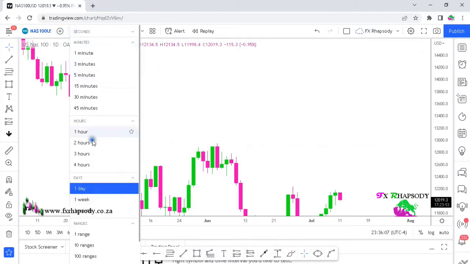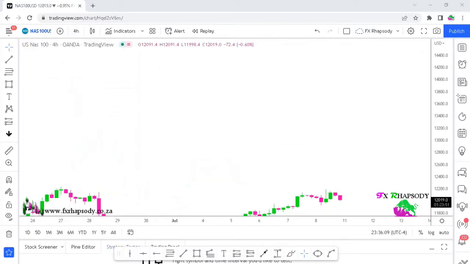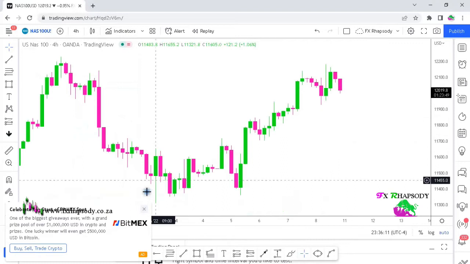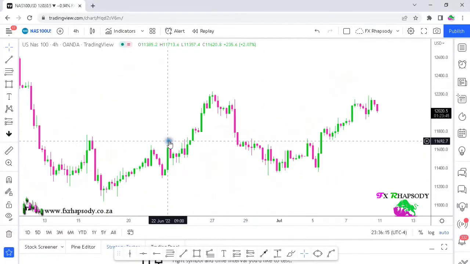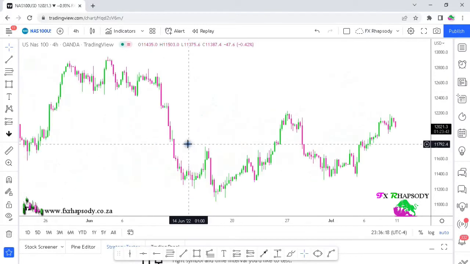Let's go to the 4 hour time frame. On the 4 hour time frame, I want to show you something more interesting for those of you trading NASDAQ. Let's zoom out a little bit. Okay, let's start at the top here.